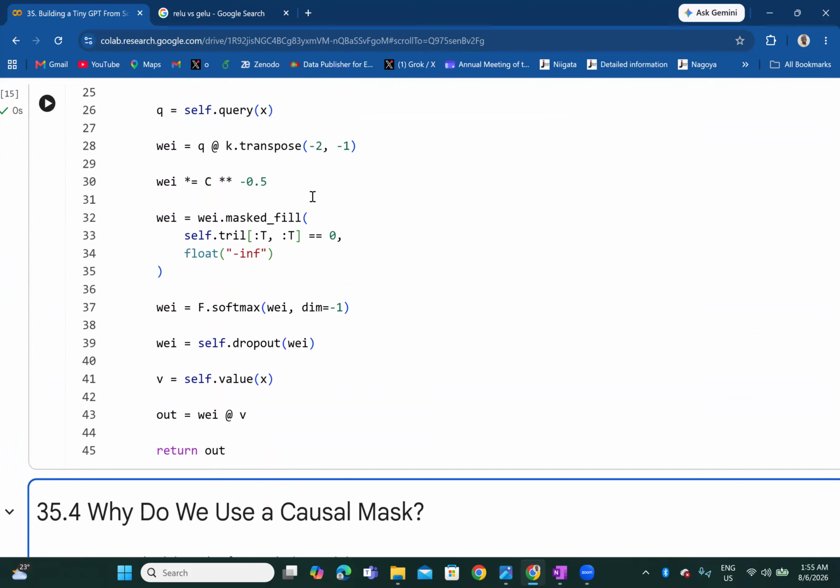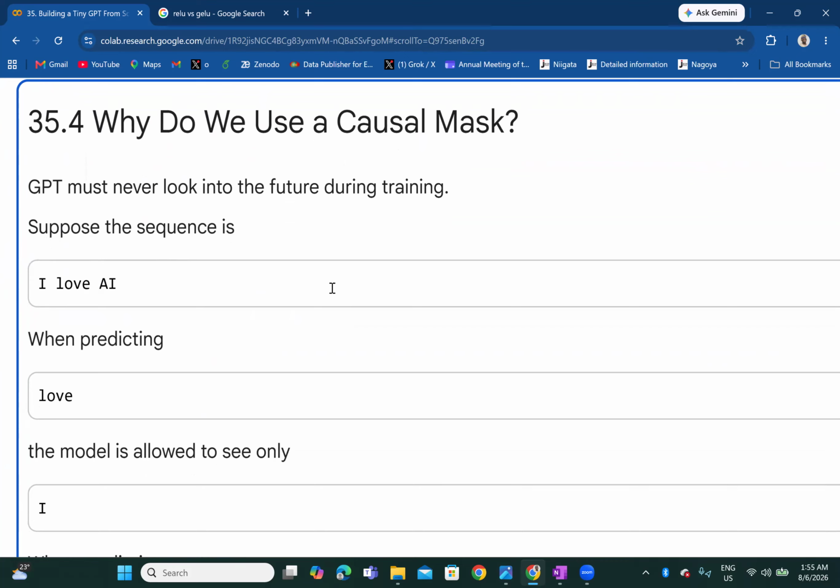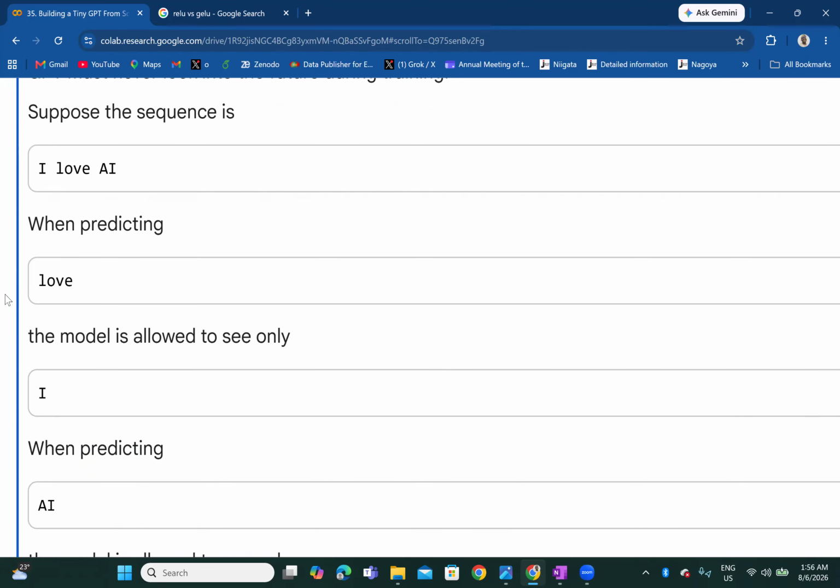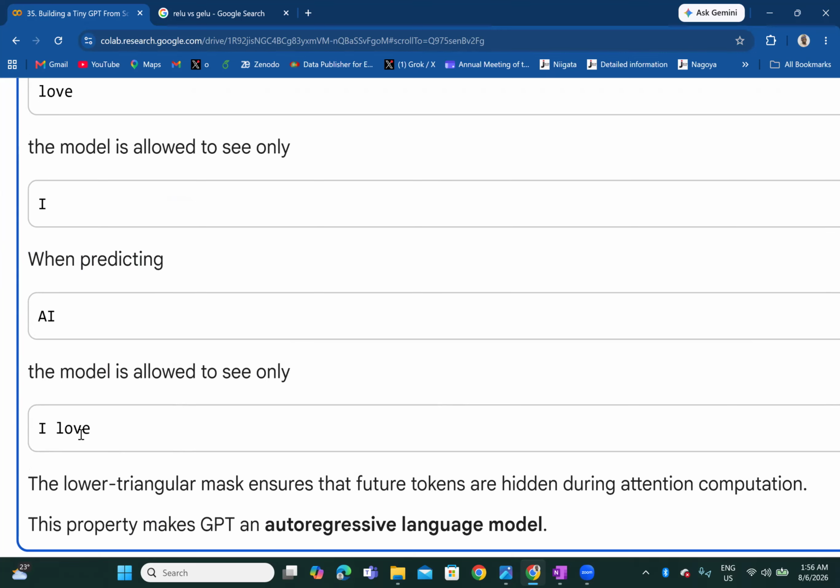So we have a masked fill here. You may be wondering why we have to use a causal mask. GPT must never look into the future during training. GPT is not worried about the future because that's what it is to learn. We are still training it. Suppose the sequence is "I love AI". When predicting "love", the model is allowed to see only the "I" before it. It's not supposed to see the "AI" coming after. When predicting "AI", the model is allowed to see only "I love", right?